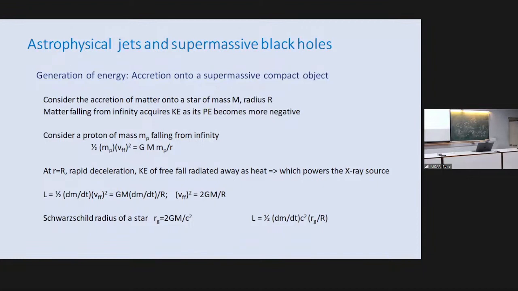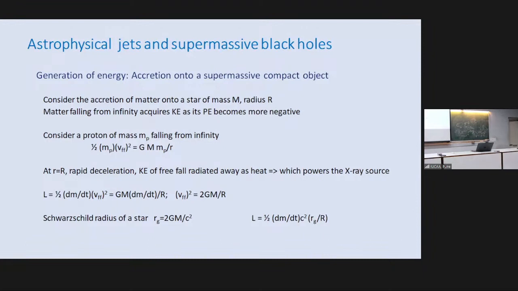Okay. Now what you can do is think of a proton of mass m falling from infinity, and just by conservation of energy, the kinetic energy is equal to GMm/r. As the potential energy becomes more and more negative as it gets closer and closer, it's bound up, and the kinetic energy is going to keep building up. And ultimately it's going to stop at a hard surface. Right?